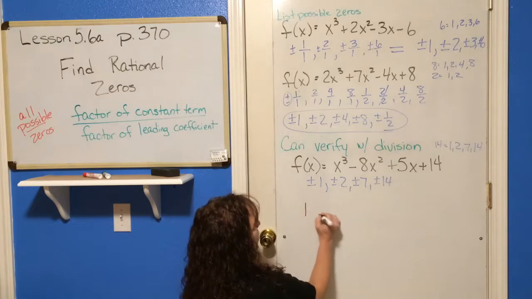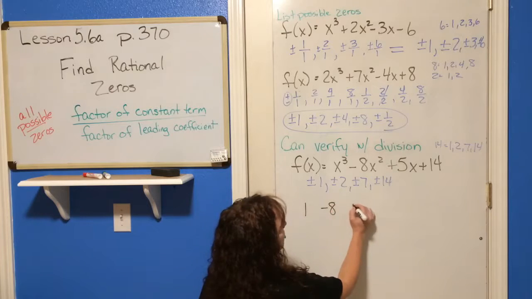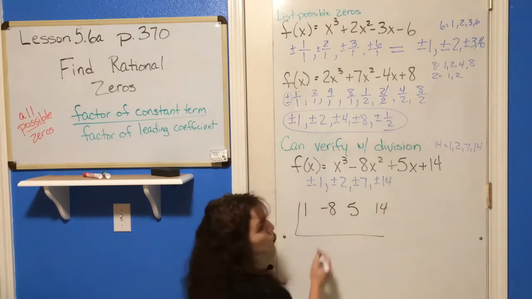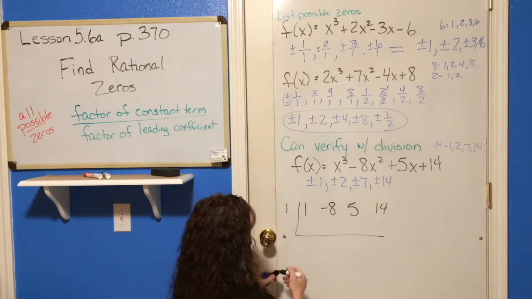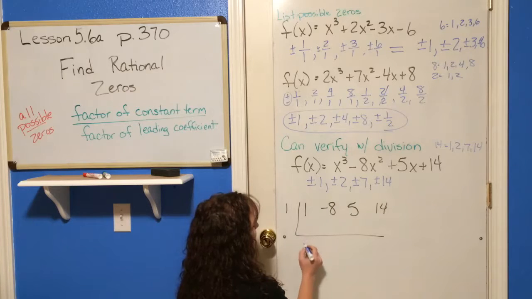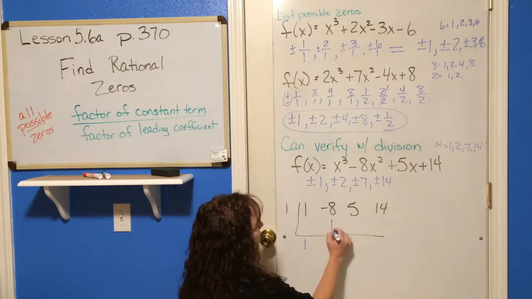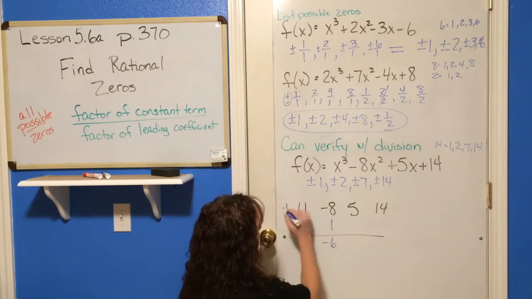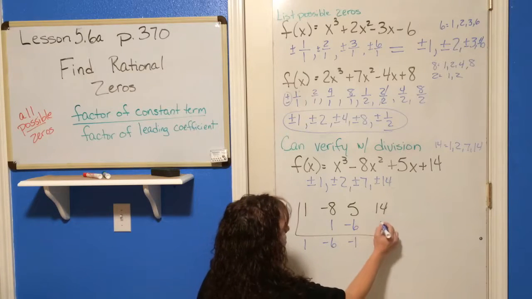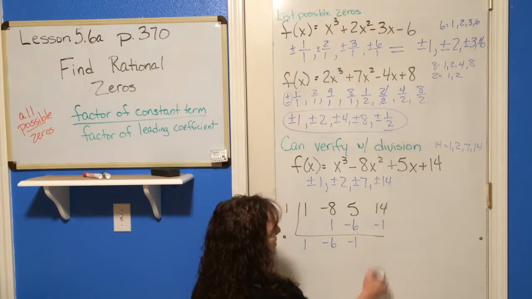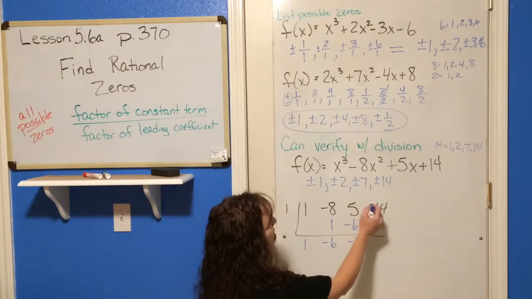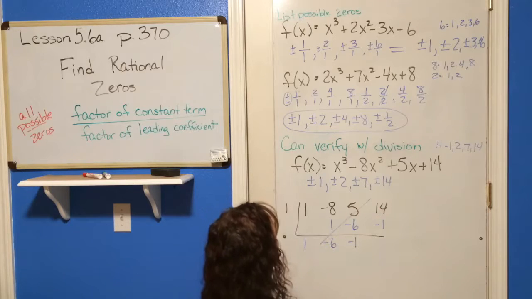So we'll plug in 1, -8, 5, 14, and I would start with 1. Smaller numbers are easier, so I start with 1. Use synthetic division and bump it down. 1 times 1 is 1, -8 plus 1 is -7, -7 plus 5 is -2, and so on, and the remainder does not equal 0. So 1 is not one of your zeros. You've ruled 1 out.